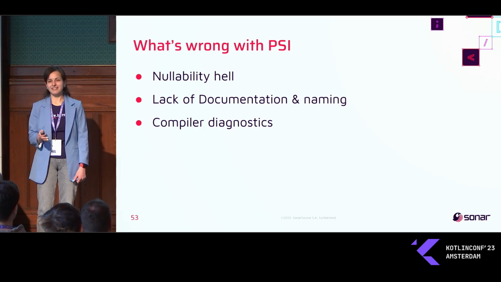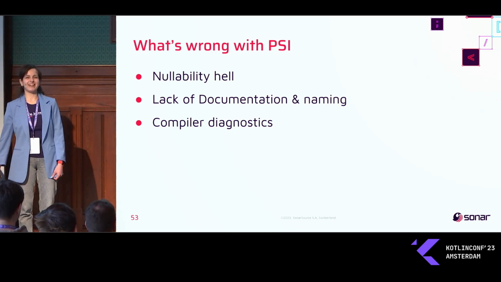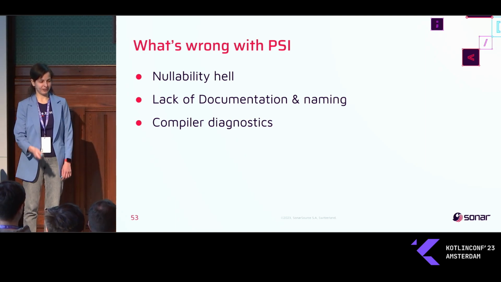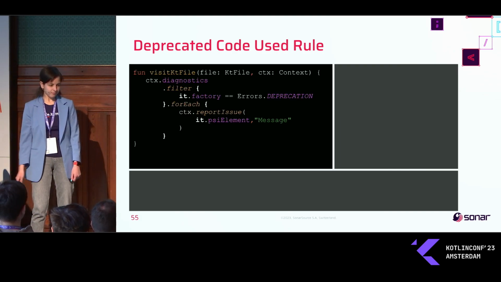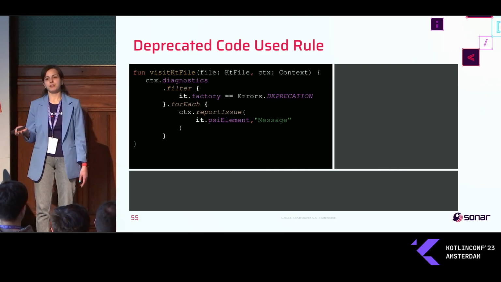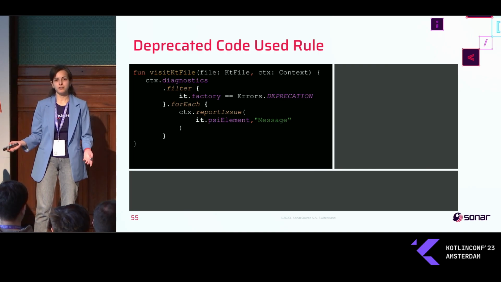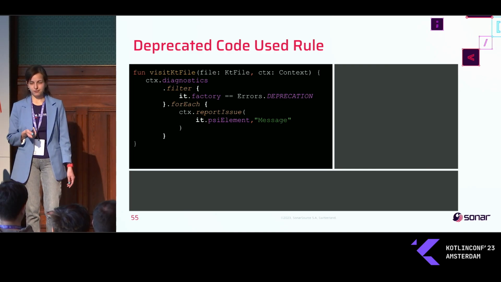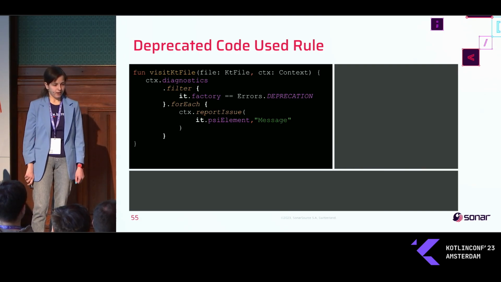So yeah, and that's not the only gem like this in the compiler. There is a lot of stuff like this, and we have to deal with it somehow. Another fun part was compiler diagnostics. Sometimes we use compiler diagnostics because the compiler already did the work for us. Why shouldn't we just reuse it? And for the deprecated code usage check, we actually reused a compiler warning.